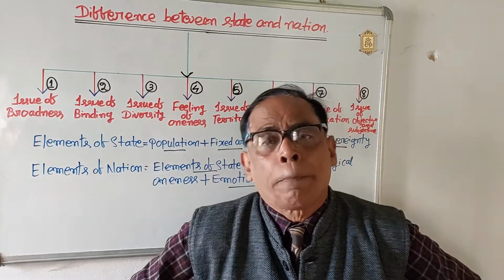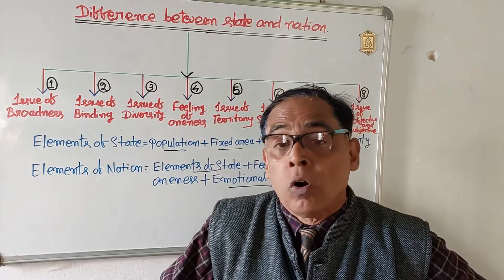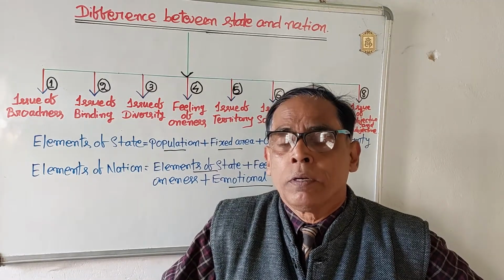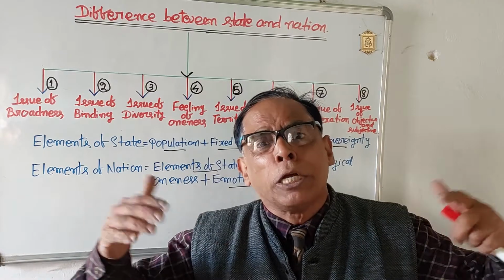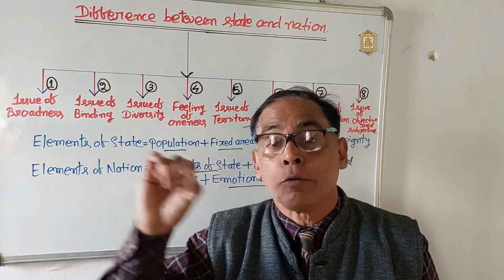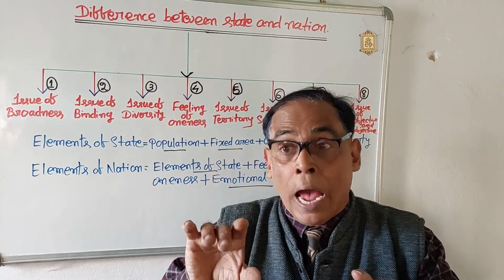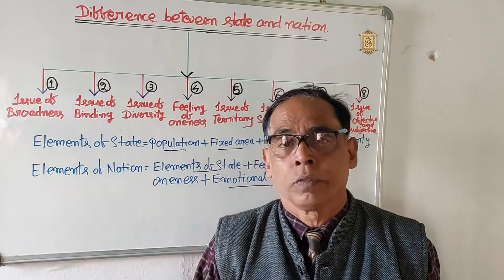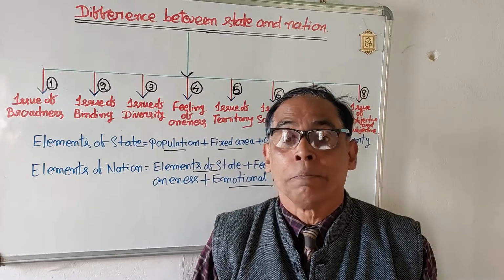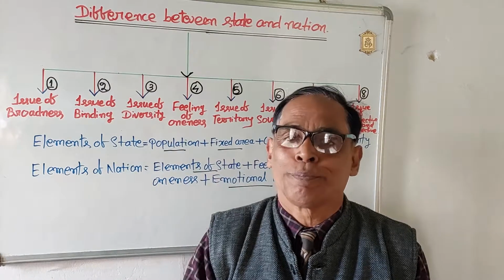For example, prior to First World War, in the Austro-Hungarian Empire, there were people of different groups. In spite of that, it was a state. So a state consists of heterogeneous groups, diverse groups, but a nation consists of homogeneous groups.